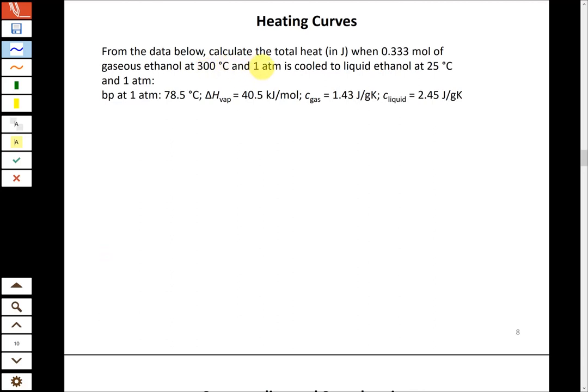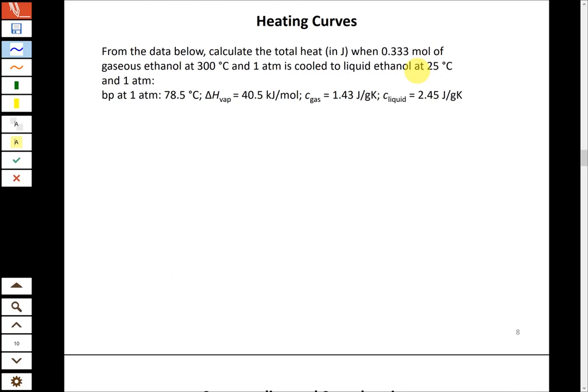is we're cooling the substance down. So we're starting with 0.333 moles of gaseous ethanol. So ethanol is normally a liquid at room temperature, but at 300 degrees Celsius, it's going to be a gas. And then we're going to cool that down all the way to 25 degrees Celsius, which is where it'll be a liquid at that temperature. So we're going in the opposite direction this time. Instead of warming it up, we're cooling it down. So that's just going to change the sign of everything.